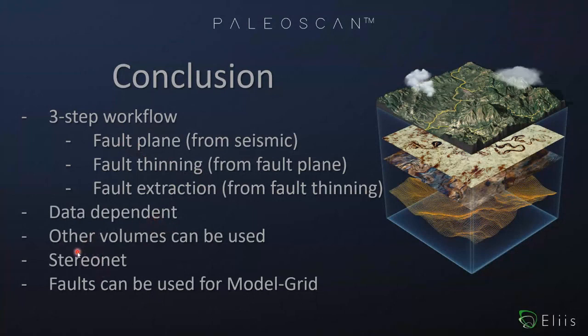Because we can have a lot of faults, we have a specific tool to filter them out. It's called the Stereonet, so don't hesitate to play with it. The Stereonet is also useful because it's going to help you with the automatic fault merging. The faults can also be used for the model grid as an input, and this is quite recommended because it will prevent PaleoScan from making mistakes.